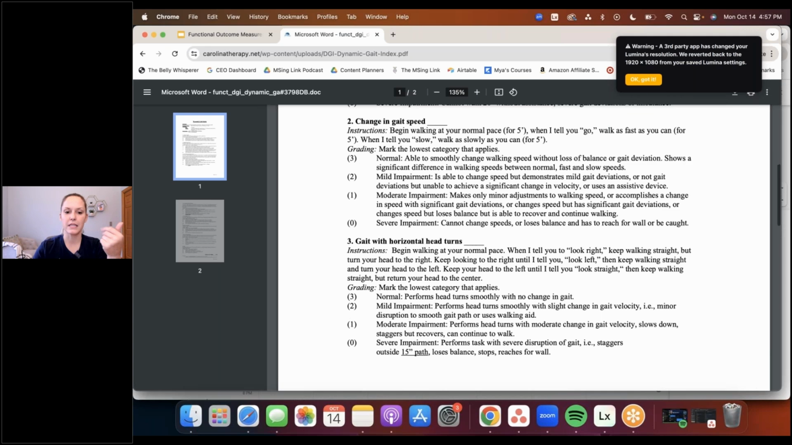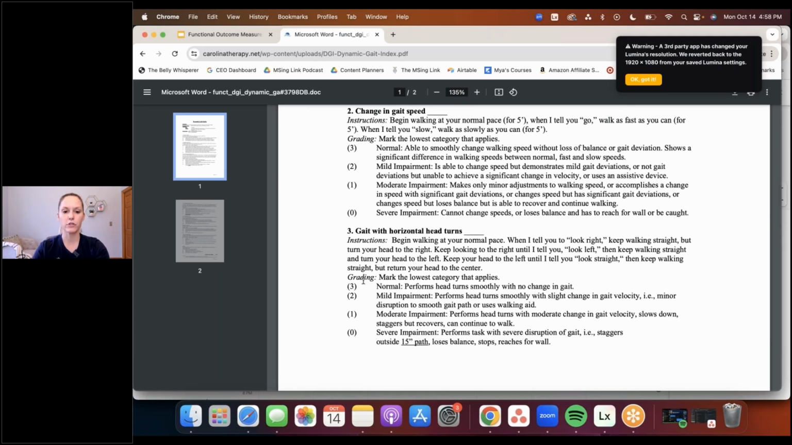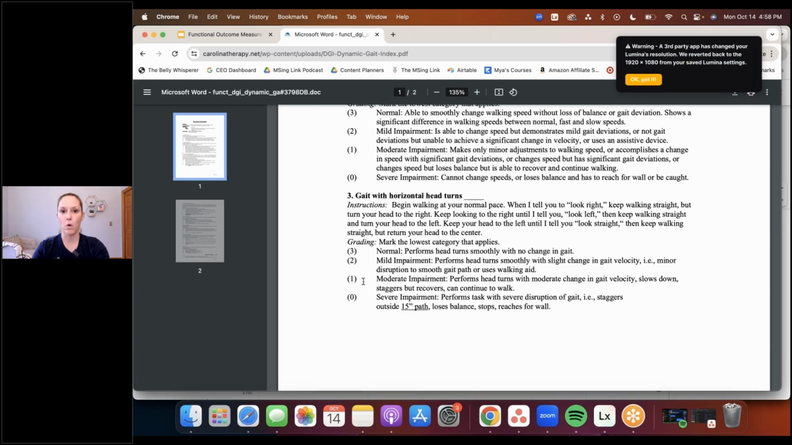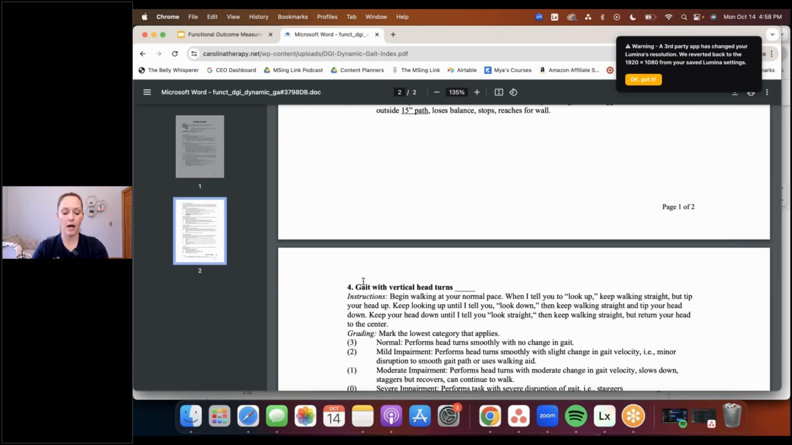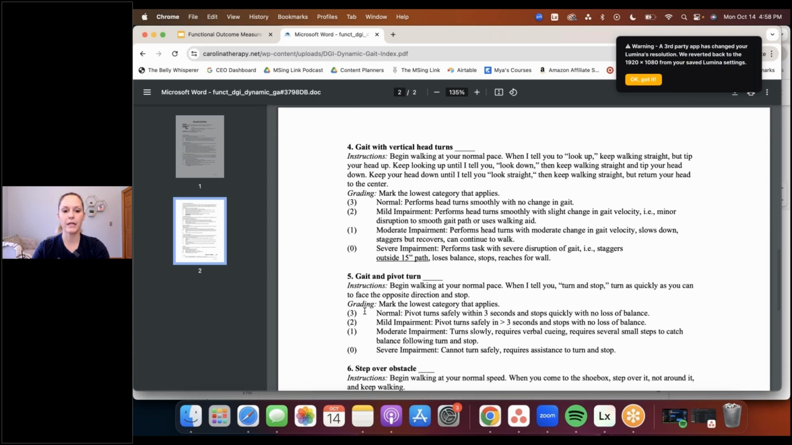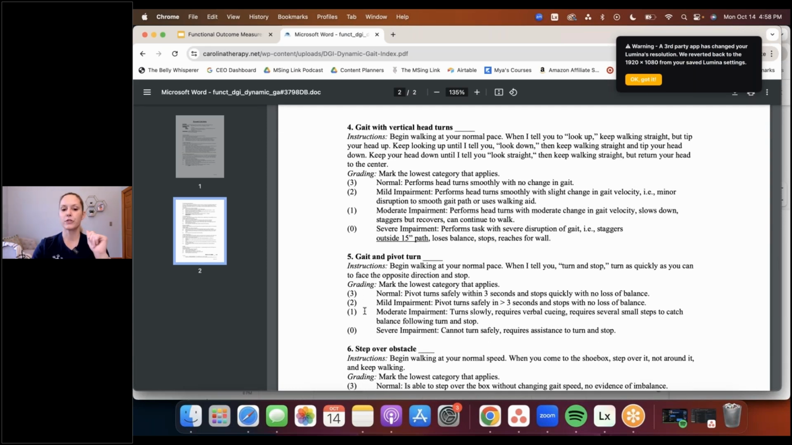So just to give you other examples, another thing you'd have to do is walk while turning your head, and the PT will tell you, okay, turn right, turn left, and we're looking at how your gait or your walking does as you are walking and turning your head. Same thing, but walking while looking up and down. Another one is walking and pivoting. So you'll walk, and then when the PT tells you turn, you'll stop and turn and walk, kind of like the timed up and go. So you add in that turn, what happens to your walking?